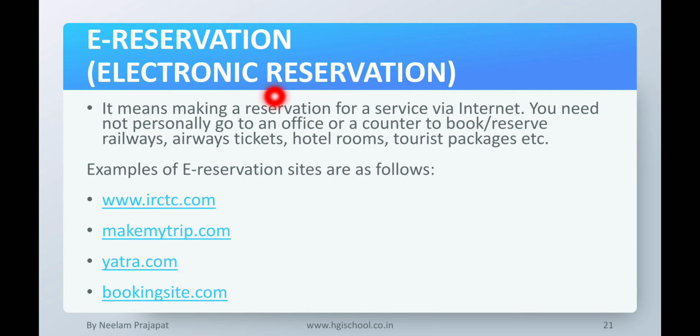E-reservation. So another type of web service is electronic reservation. Here we can make reservations for a service via the internet. So there are many types of services, like we can book, reserve railway, airways tickets, hotel rooms, tourist packages, etc. These are examples of e-reservation websites: irctc.com, makemytrip.com, yatra.com and bookingsite.com, etc.